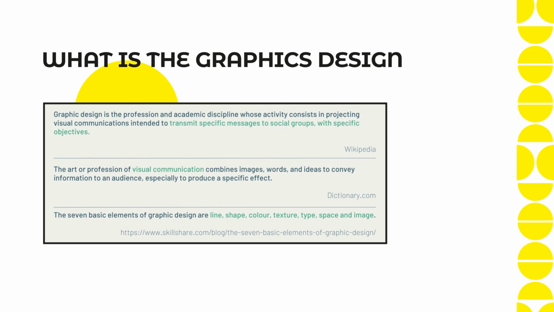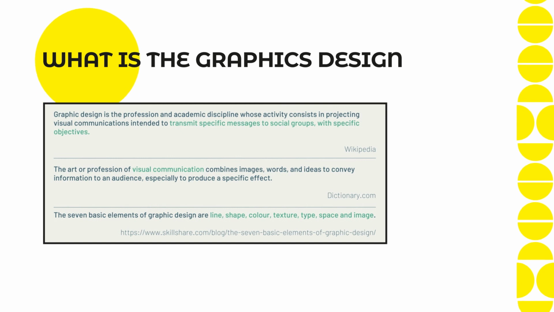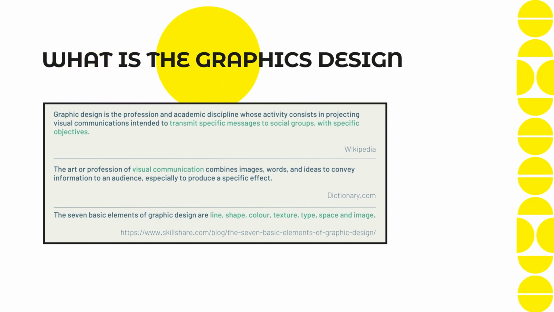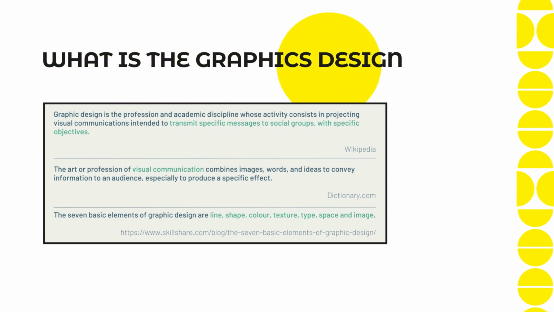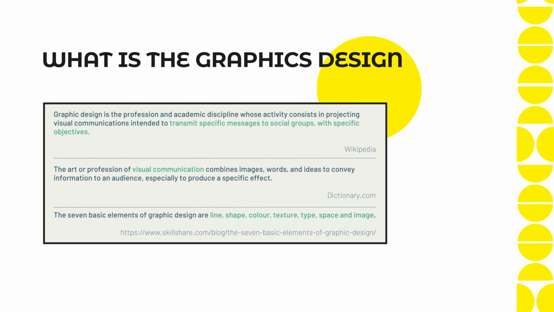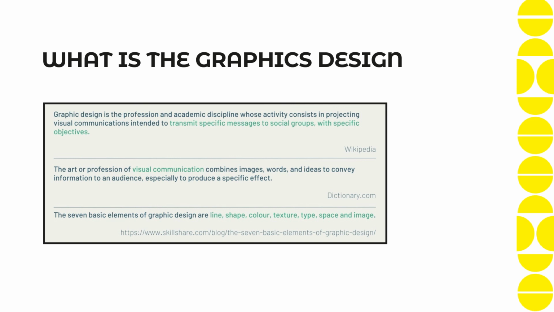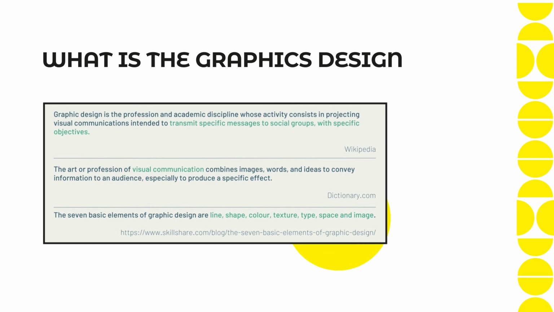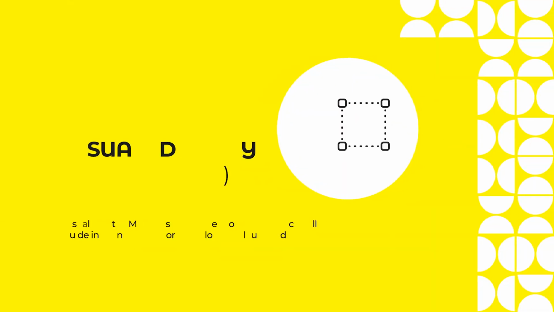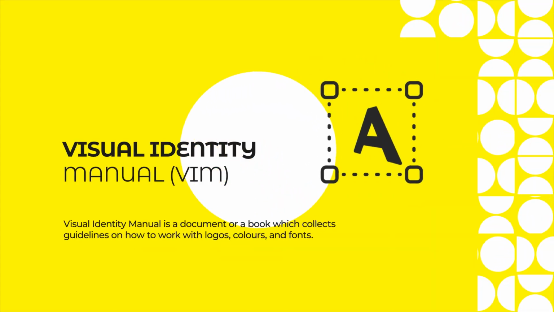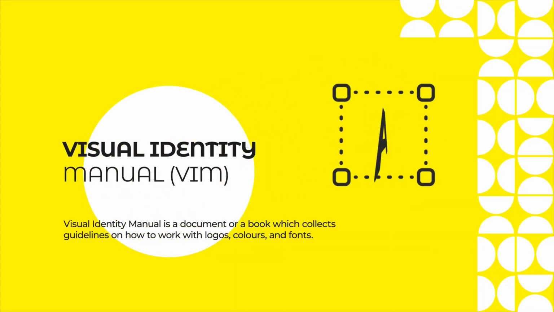The definition of graphic design is quite comprehensive. Explained in my own words, graphic design is a visual communication used in presenting our vision, mission, and values to a specific audience using specific objectives. We can approach that by working with 7 basic elements of graphic design: line, shape, color, texture, type, space, and image.